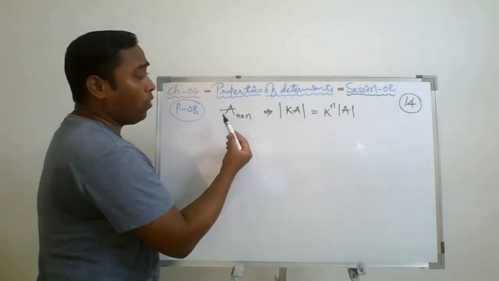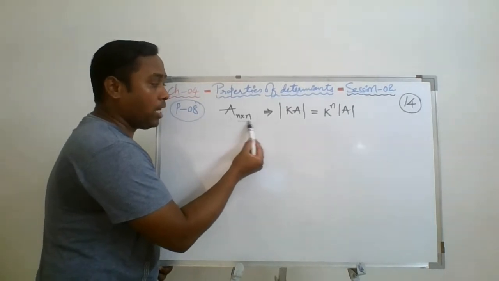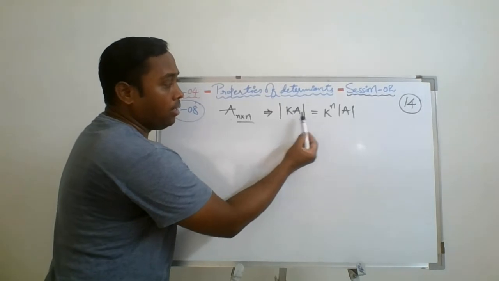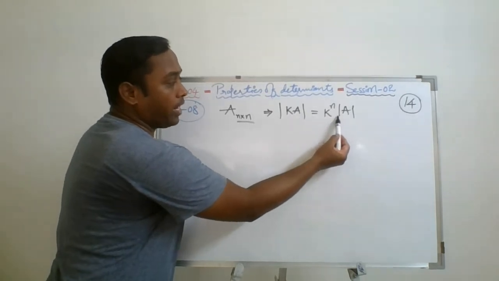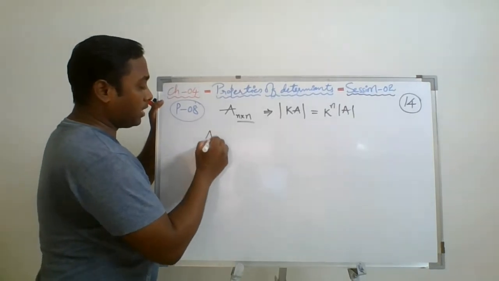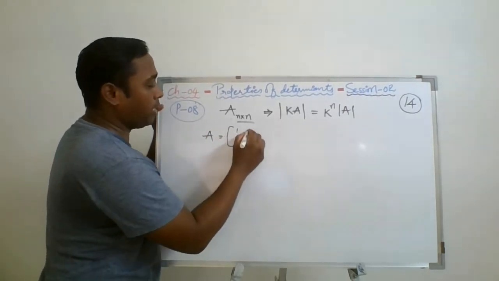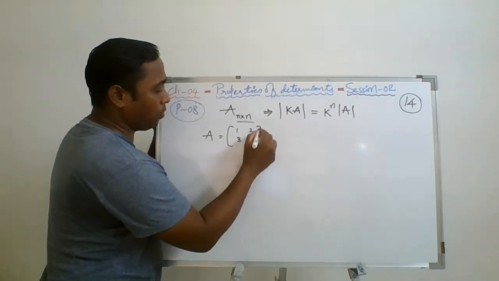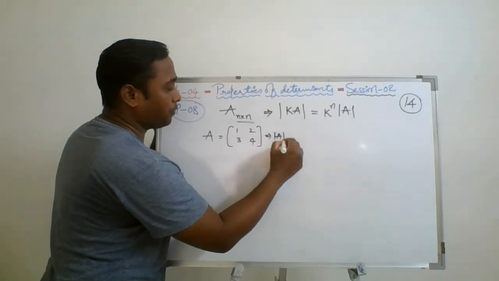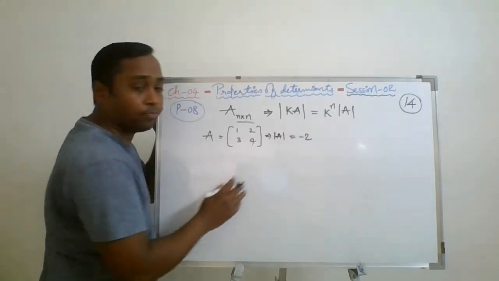Now, what I am saying here is, if matrix A is of order n by n, then determinant of k into A is written as k to the power of n into det A. What does it mean? If I take the matrix A of order 2 by 2, which is simply 1, 2, 3, 4, then what is the determinant value of this matrix? It's simply 4 minus 6, that is minus 2.